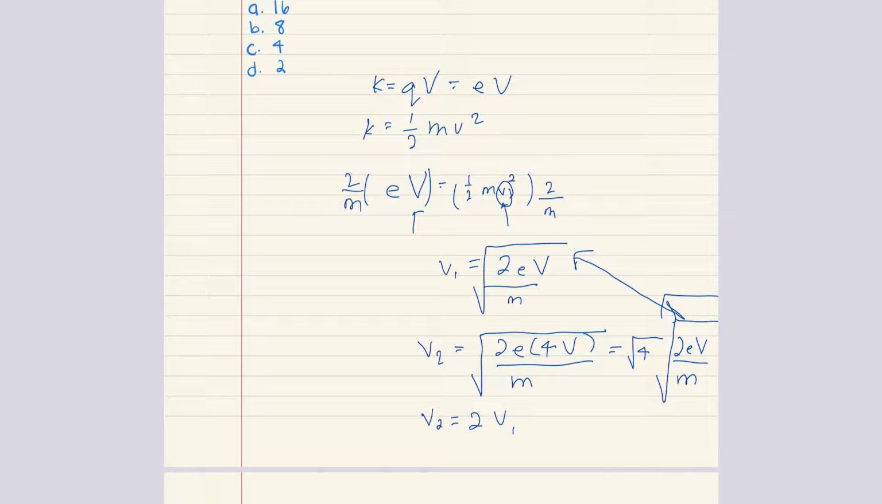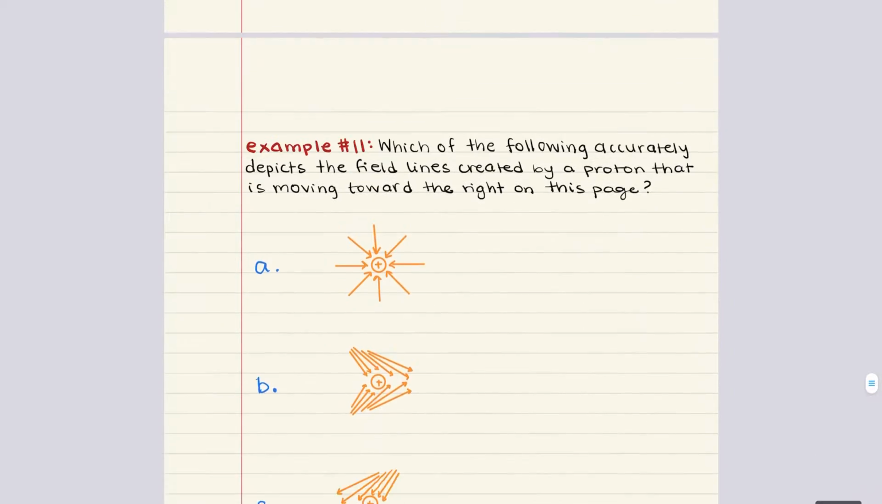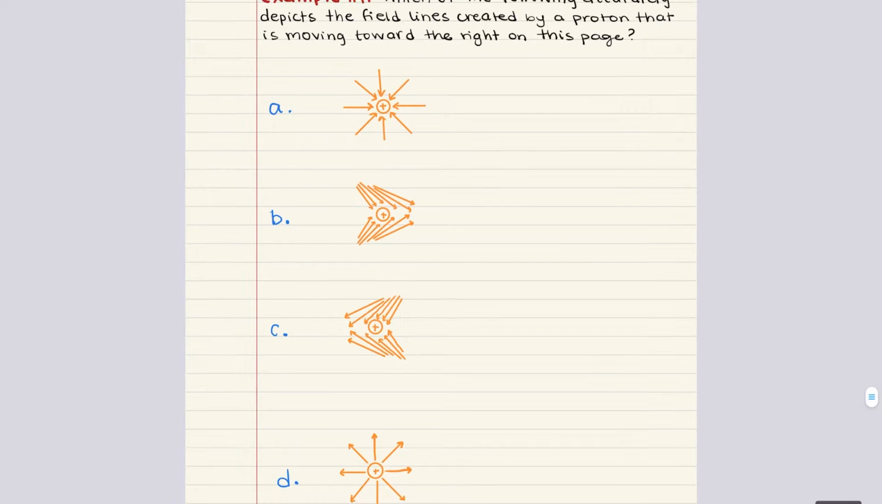So what we notice is that the speed of the electron in the second trial is twice the speed in the first trial. So the speed at the end of the second trial is twice the speed at the end of the first trial, meaning the speed increases by a factor of 2, making the correct answer for problem 10, answer choice D. Wonderful. Let's do problem 11 next.